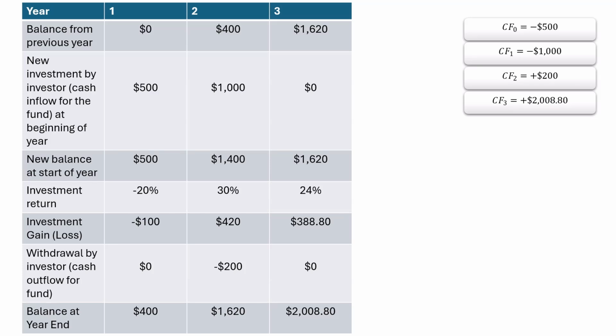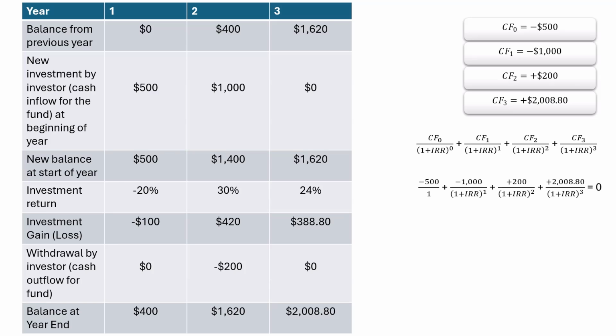Finally, the cash flow at time 3 is $2,008.80 since that is the balance that is left over after year 3. Here's how to solve this problem using a Texas Instruments BA II Plus calculator.